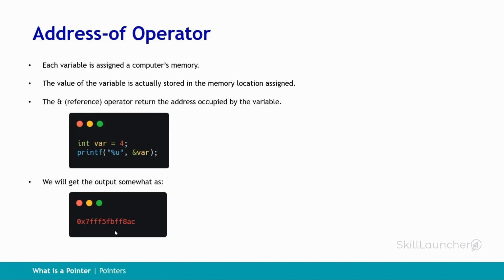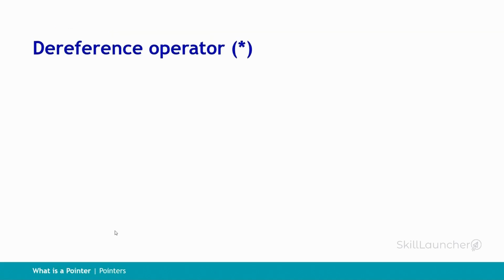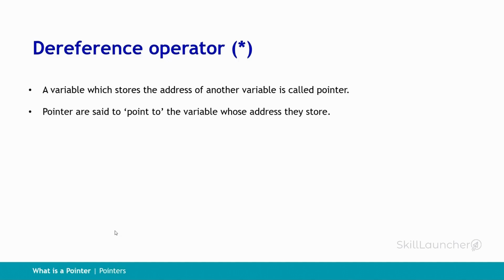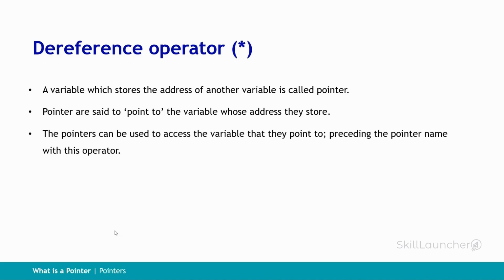Now comes the second operator, dereference operator. As we have seen just now, a variable which stores the address of another variable is called pointer. Pointers are said to point to the variable whose address they store. So basically, a pointer variable stores the address of some variable, and on that address of variable, the actual value of the variable is stored. An interesting property of pointer is that they can be used to access the variable they point to directly. This is done by preceding the pointer name with dereference operator. The operator itself can be read as value pointed to by.